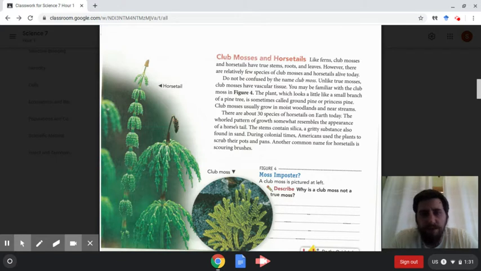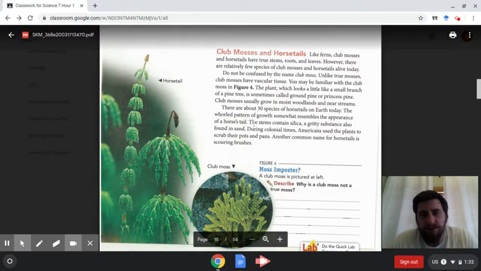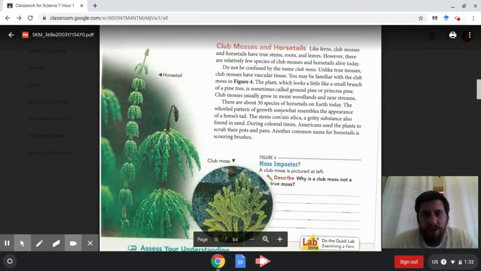It's a very beautiful plant. Figure 4 is on the left. The plant, which looks a little like a small branch of a pine tree, is sometimes called ground pine or princess pine. Club mosses usually grow in moist woodlands and near streams.